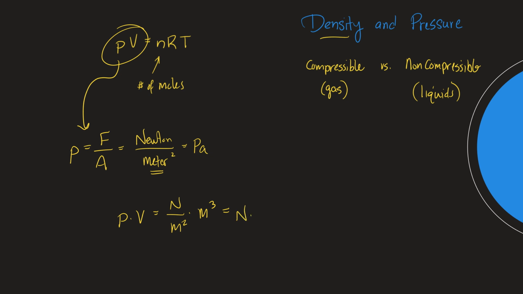A Newton times a meter. Does anybody remember what unit that is? It's got a name. Go ahead. It's a joule. Joule is the unit of what? I tell you how many joules you have. What am I telling you? Go ahead. It's energy. It's a unit of energy.